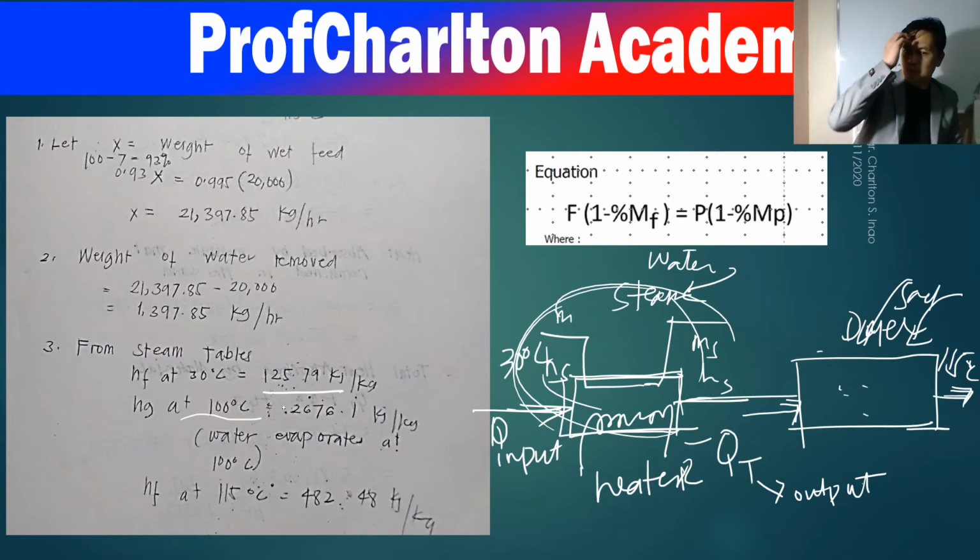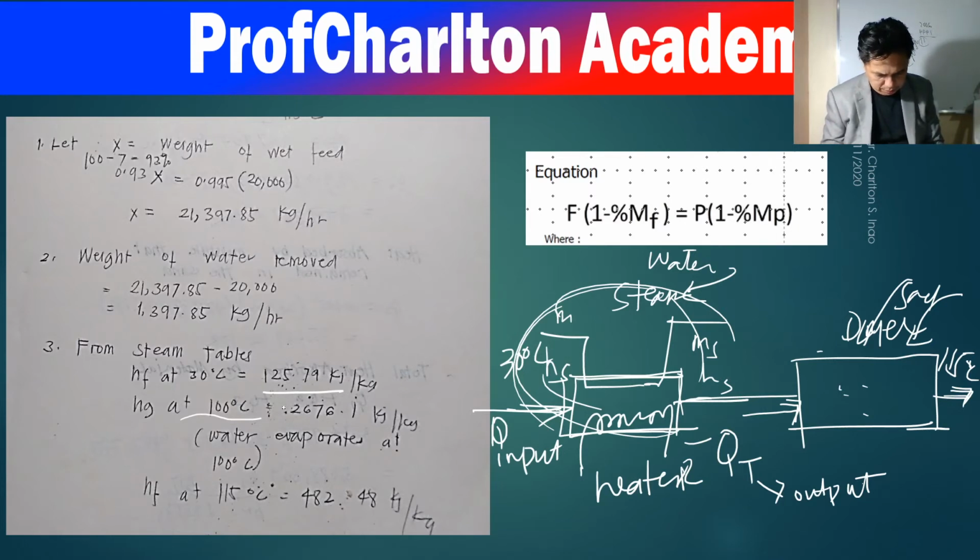And then after it boils, it becomes 100 degrees centigrade steam or vapor. So water evaporates at 100 degree centigrade, no more, no less. Then the other one is enthalpy of fluid at 115 degrees centigrade, which is 482. Yeah. So why do we need those figures? We need to know where they come from, and they come from the steam table.